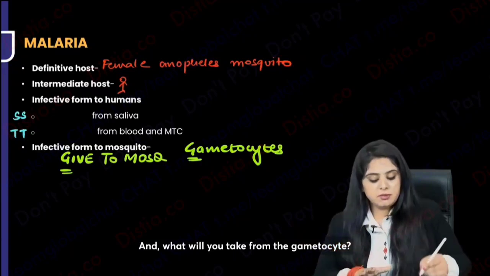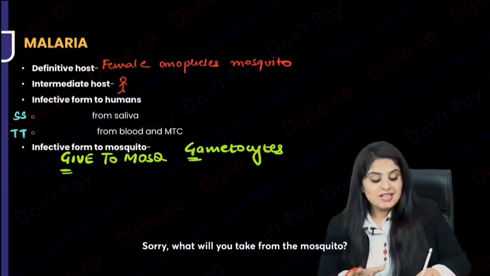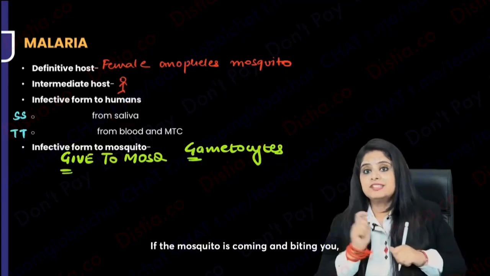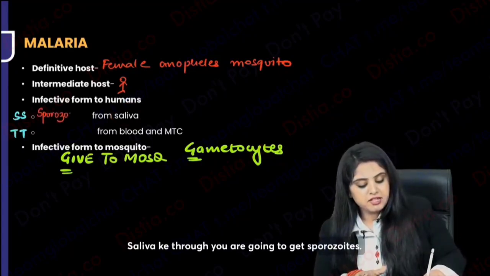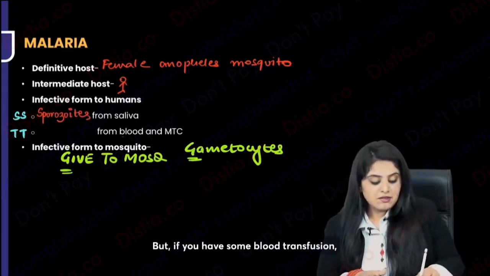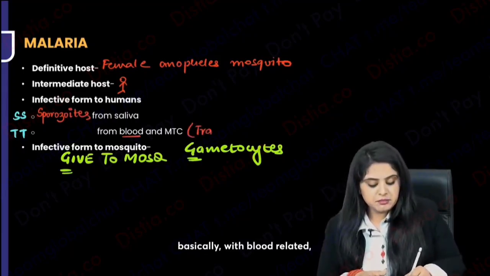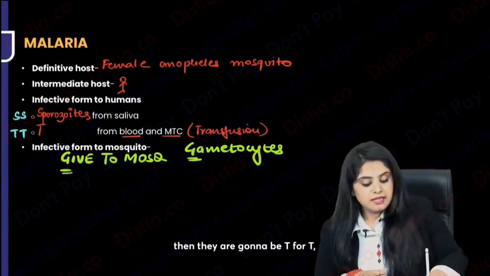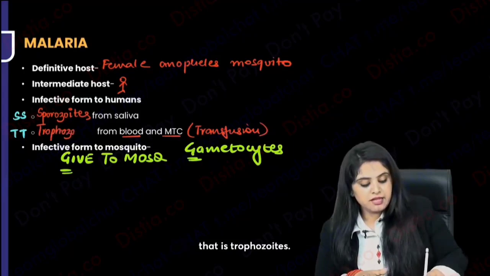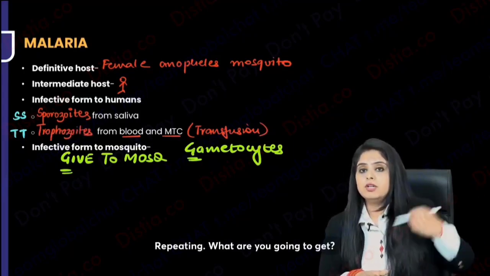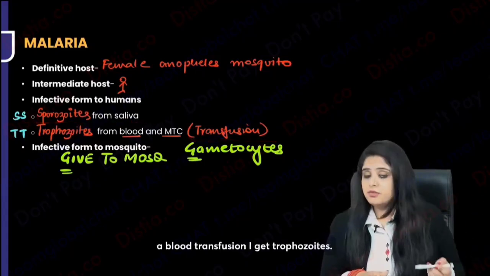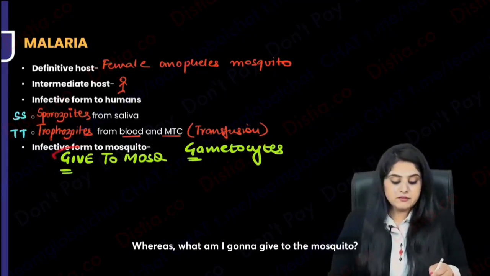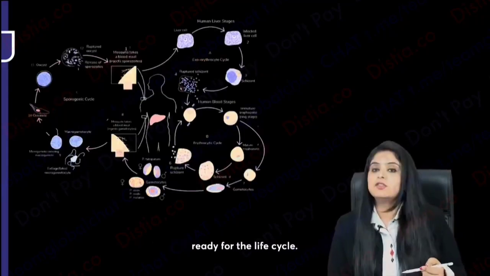And what will you take from the mosquito? If the mosquito is coming and biting you, saliva आ रहा है, then saliva के through you are going to get sporozoites. SS. Saliva के through you are gonna get sporozoites. But if it's blood related, either it's a blood transfusion or maybe it is mother to child transmission, then they are going to be T for T, that is trophozoites. As easy as that. Repeating, what are you going to get? If I get the saliva of the mosquito, I get sporozoites. If malaria is coming by a blood transfusion, I get trophozoites. Whereas what am I going to give to the mosquito? We give gametocytes. So I think we are ready for the life cycle.